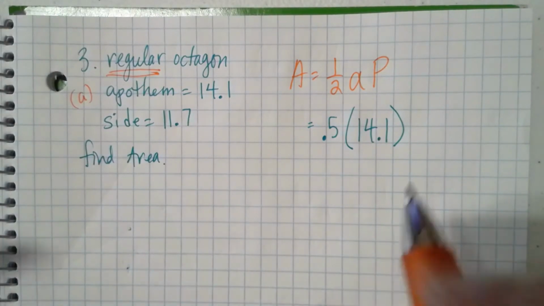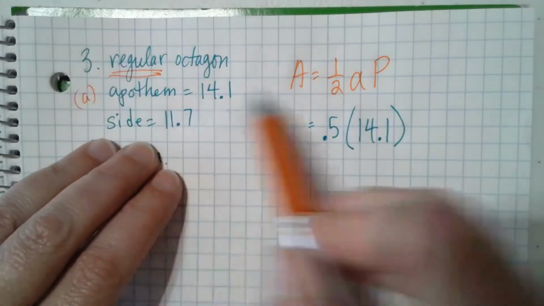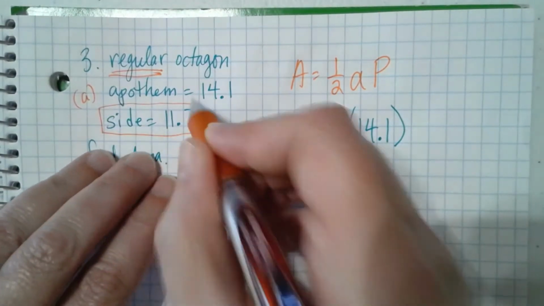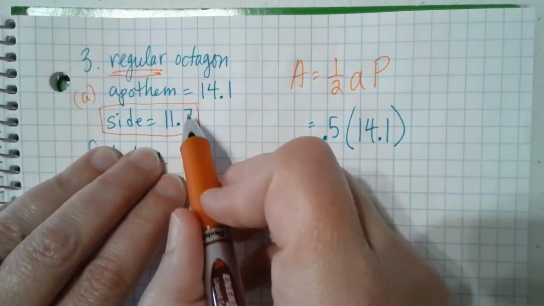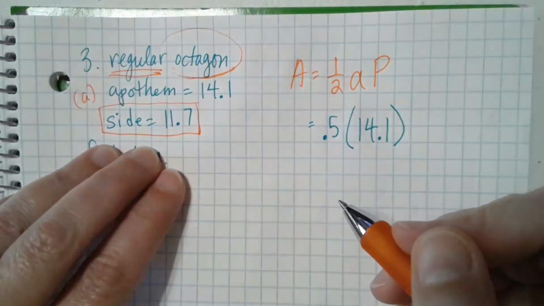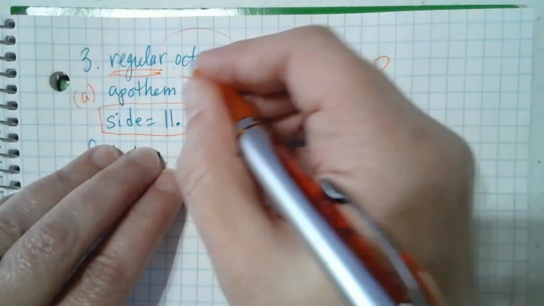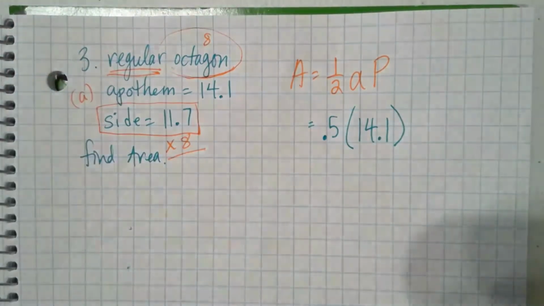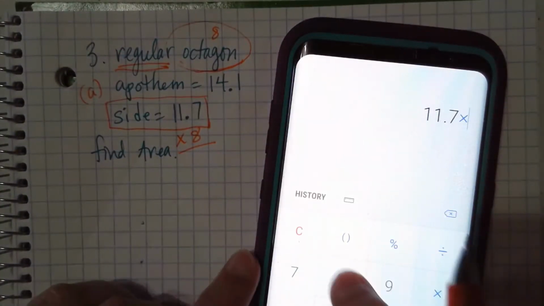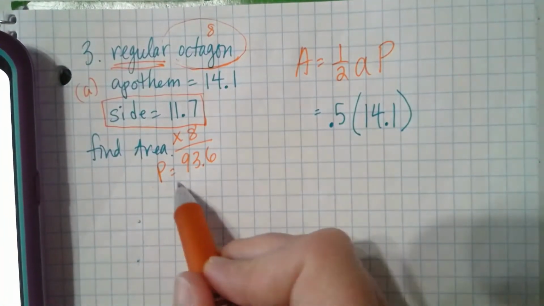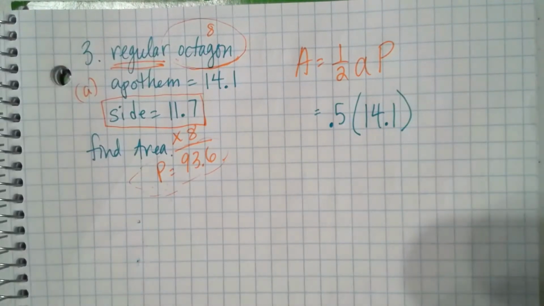Y'all, these problems aren't terribly complicated, but if you just slide this number right over here, you're going to get a wrong answer every time. This is not the perimeter. This is one side. So if one side is 11.7 and this shape is an octagon, how many sides does an octagon have? An octagon has 8 sides. So if I have 8 sides of 11.7, 11.7 times 8 gives me 93.6. So that is going to be our perimeter that we can put into our formula over here.